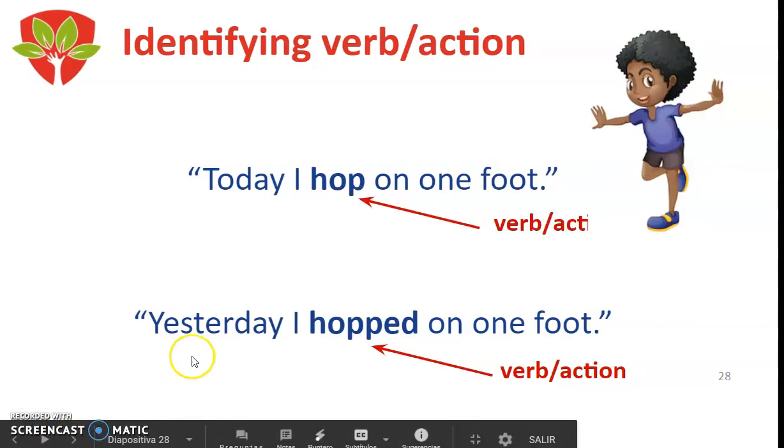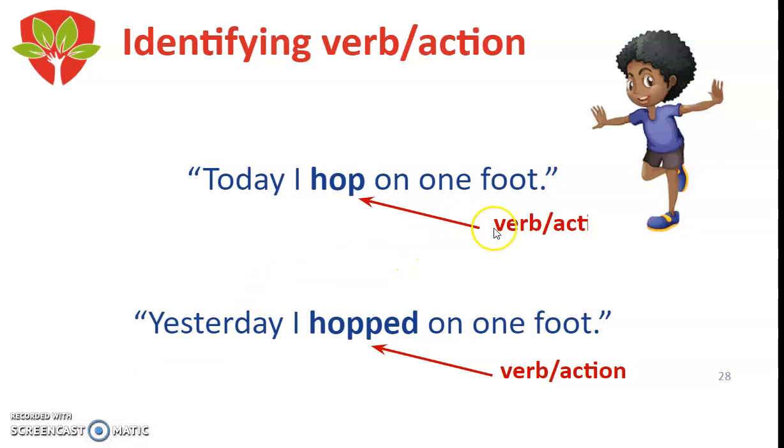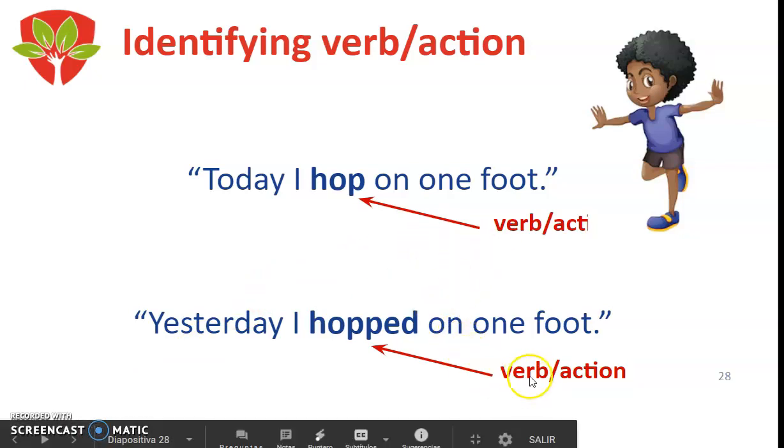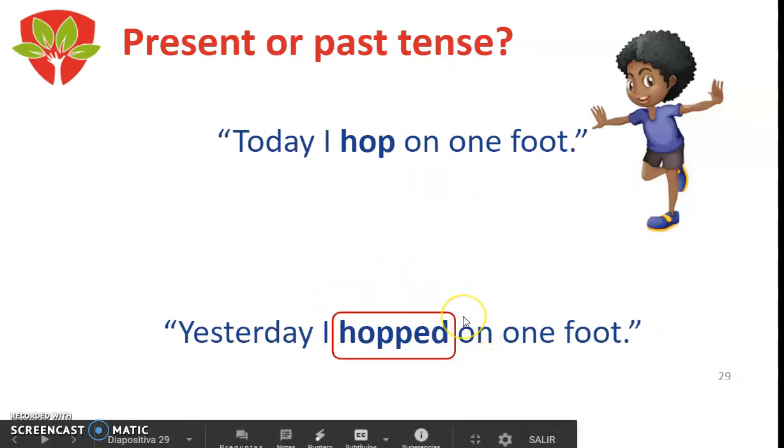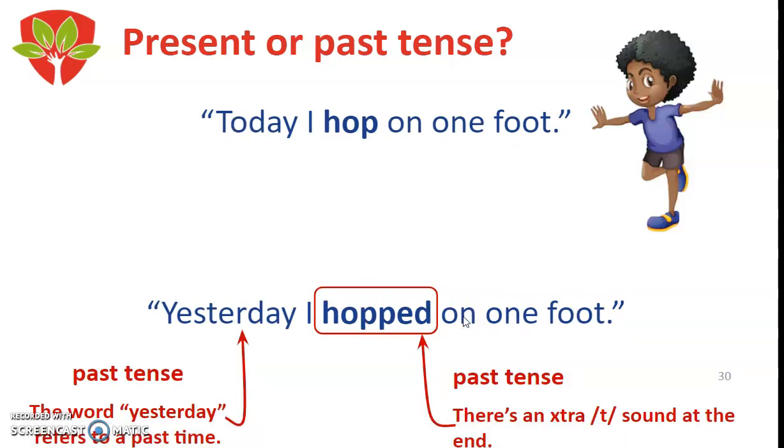There we have hop. It's the verb. And then we have hopped. It's the verb in the second sentence. So what do you think? Is it the present or past tense? You are right. That is the past tense. How do we know? Because we have yesterday in that sentence, and remember that the word yesterday refers to the past. And then in the verb, we add ed. That means that it's in the past.